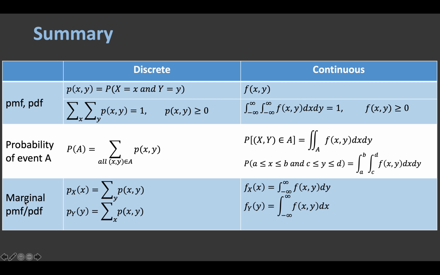And then the marginal one, right? For a discrete random variable, we add them together. But for a continuous one, we do one integral over one variable. And that gives us a result. But you can easily see the connections here, right?